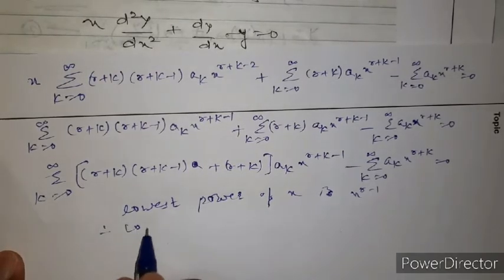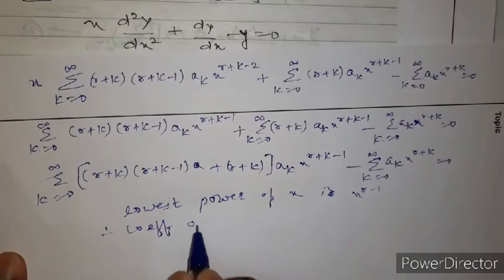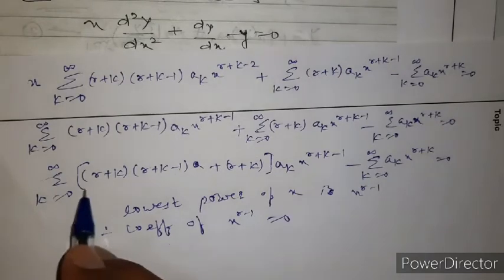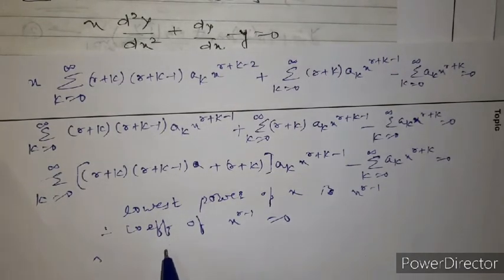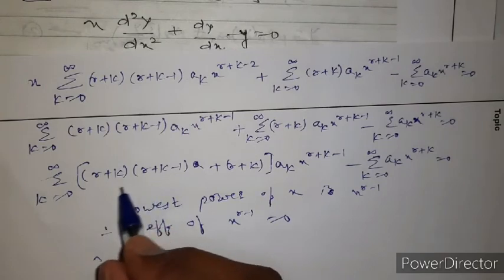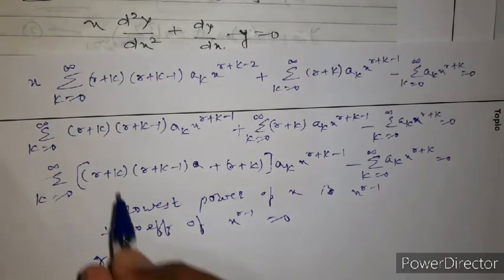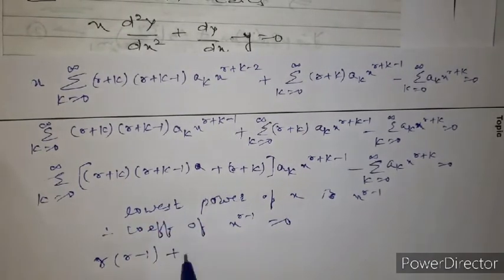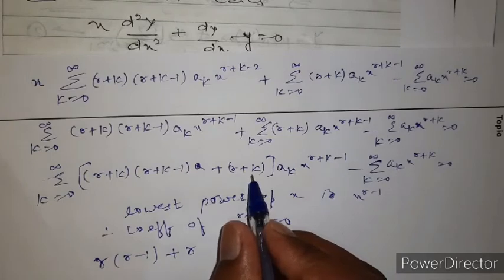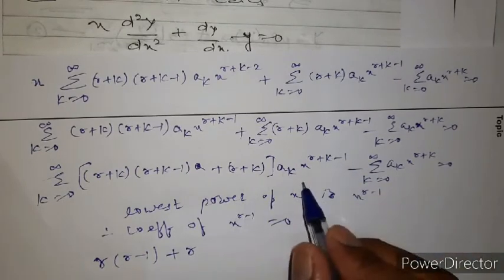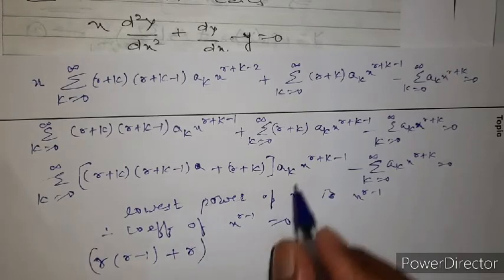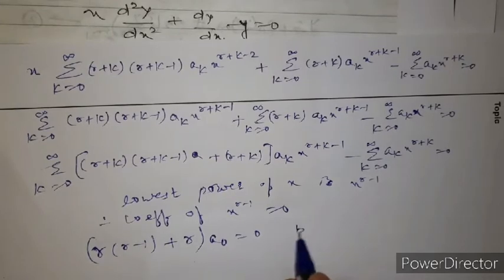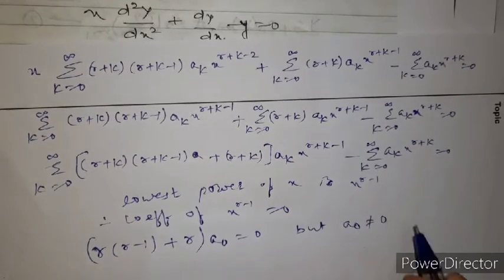Therefore, the coefficient of the lowest power, x raised to r minus 1, is equal to 0. I have to take its coefficient, and at that time put k equal to 0 while taking the coefficient. So here r, k is equal to 0, second, r minus 1, because k equal to 0, plus r. Understood to everyone? Right? And a0 is equal to 0. But we have taken a0 never be 0.